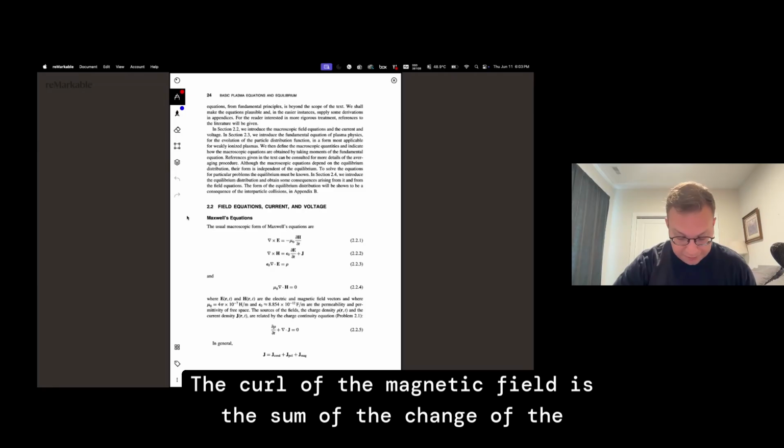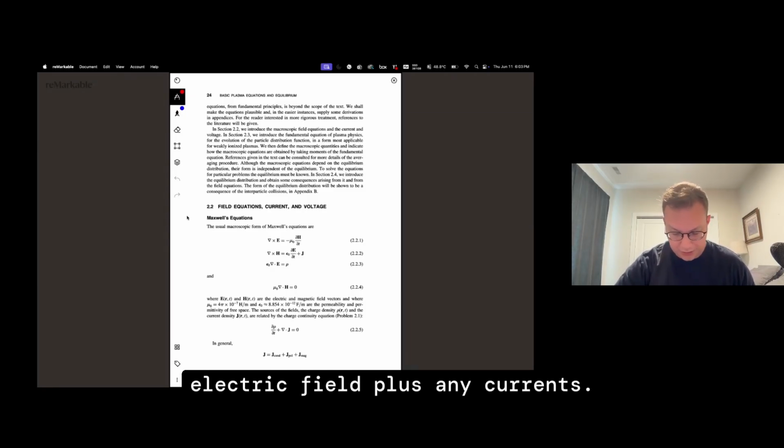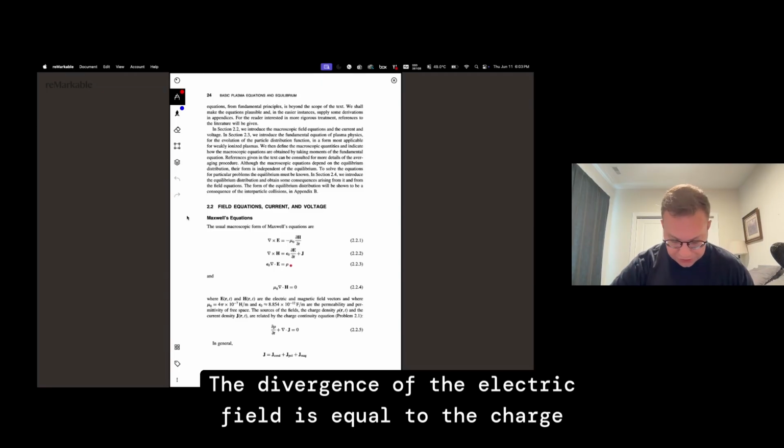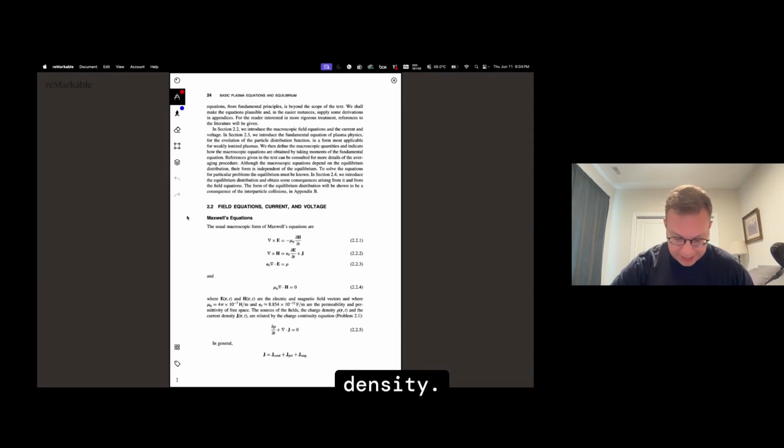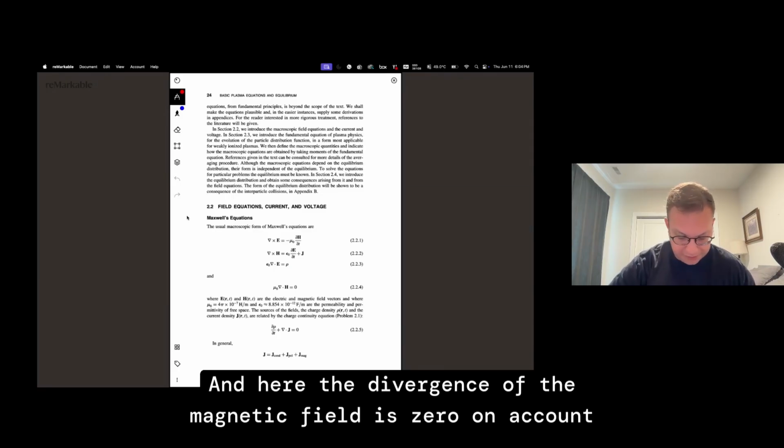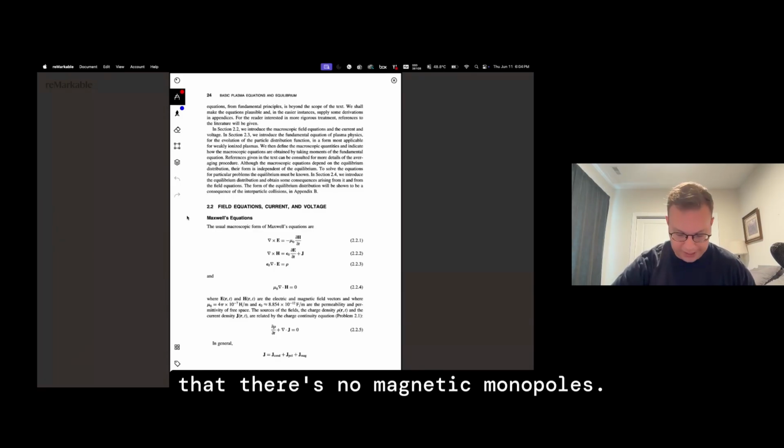The curl of the magnetic field is the sum of the change of the electric field plus any currents. The divergence of the electric field is equal to the charge density. And here the divergence of the magnetic field is 0 on account that there's no magnetic monopoles.